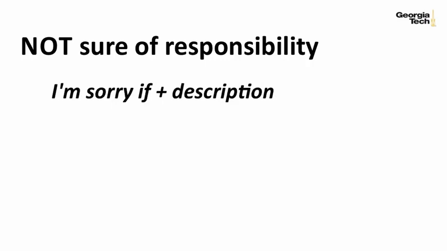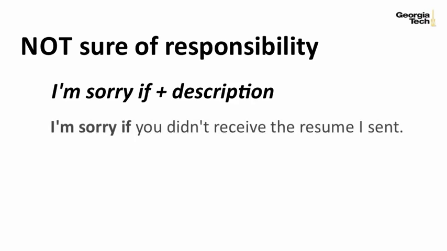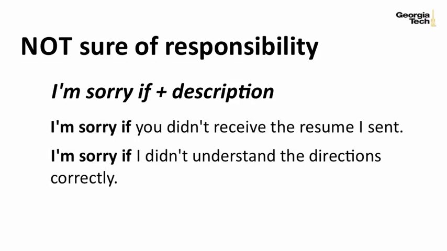To illustrate, let's take a look at the following examples. I'm sorry if you didn't receive the resume I sent. I'm sorry if I didn't understand the directions correctly. This apology shows how the author of an email is not sure about his or her level of responsibility for this situation, and the recipient could be responsible as well. By using this type of apology, the reader will also get a chance to realize that they should double check if he or she has some responsibility for the situation. As I mentioned in our first module, it's often better to apologize first and take the blame rather than to give the impression that you are blaming the other person.